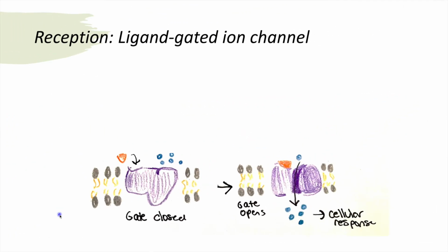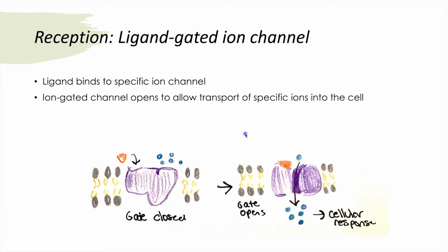Another type of receptor is a ligand-gated ion channel. When the ligand binds to a specific ion channel receptor, the gate of the ion channel opens, allowing for the rapid flow of specific ions into the cell. This spurs a cellular response. Once the ligand is released, the gate closes. These are important for neurotransmitters.